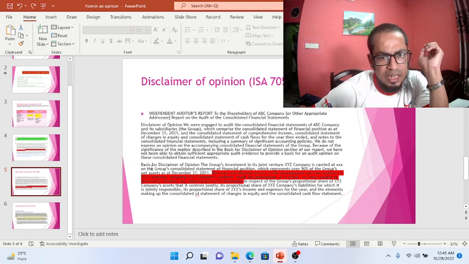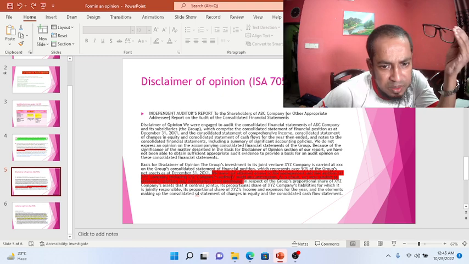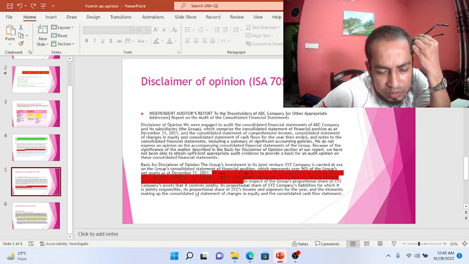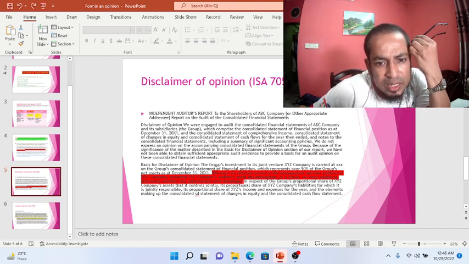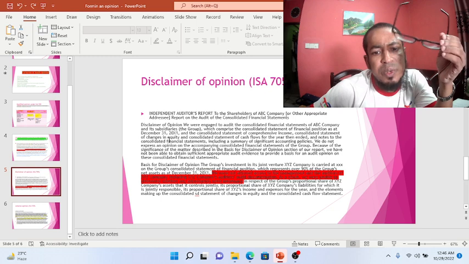This is the heading, and there is a basis for disclaimer. Please pay attention to the sentence: we were not allowed access to the management and auditors of the XYZ company, including XYZ company auditors' audit documentation. As a result, we are unable to determine whether any adjustments were necessary. So this is the format for a group investment.